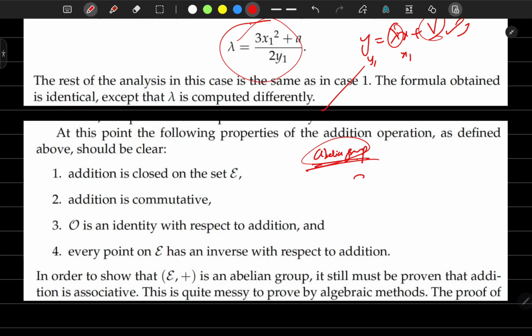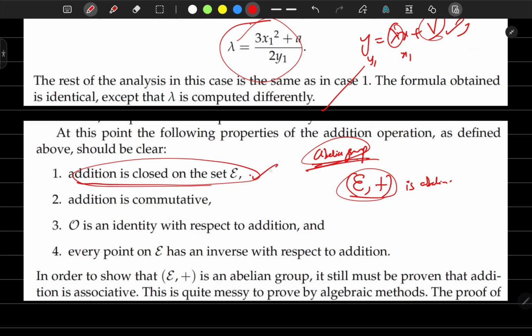So now I am saying this epsilon is a set defined by a non-singular elliptic curve along with the closed binary operation plus. I am saying this is an abelian group, so it should satisfy some properties. This addition should be closed under the set epsilon, as we have seen, and the addition is commutative.